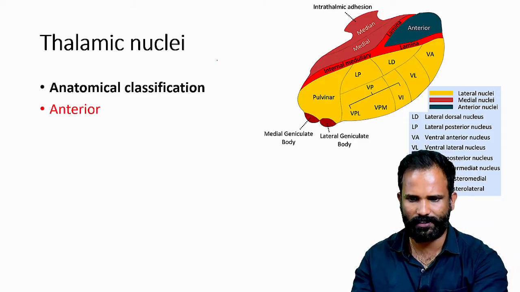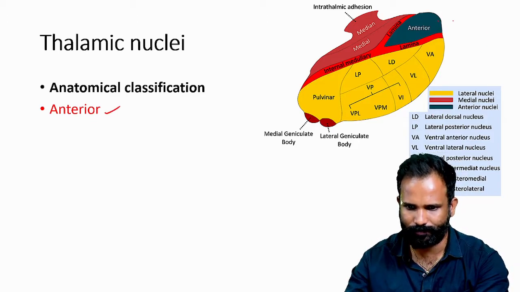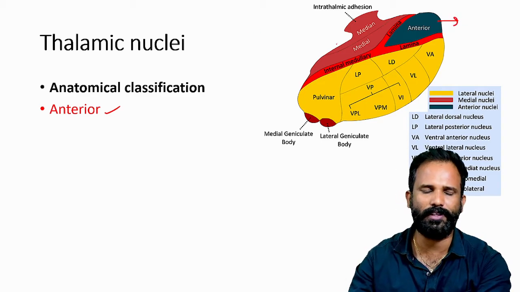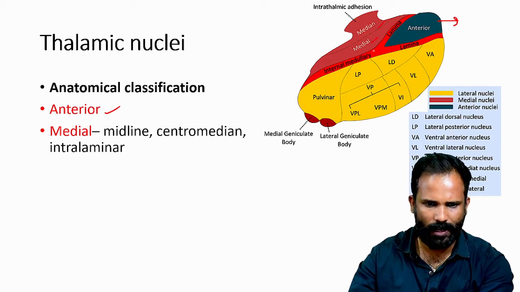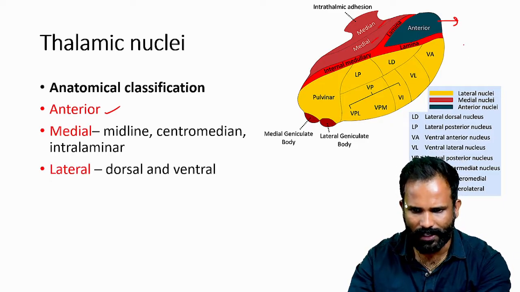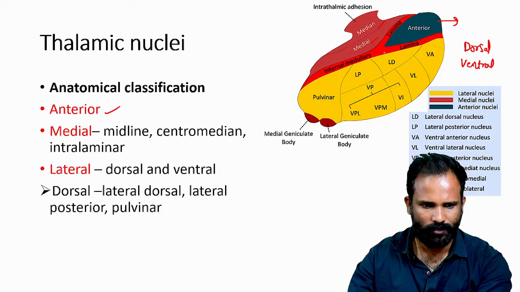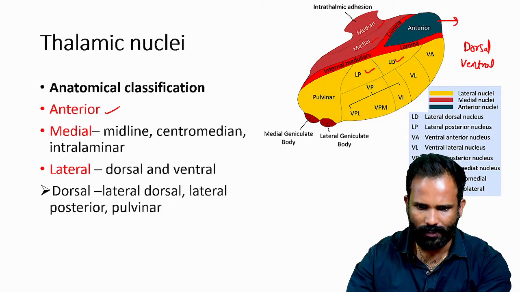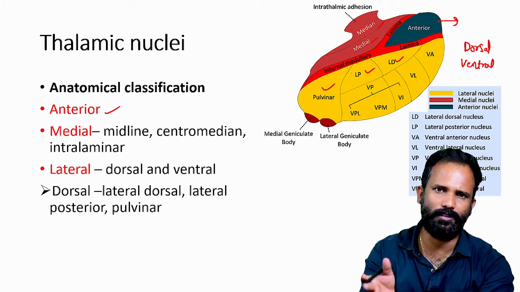So we can see here, one is the anterior nuclei. Another one is the medial, which contains the median and centromedian nuclei. And the lateral has again two parts, dorsal and ventral. The dorsal part has lateral dorsal, lateral posterior and pulvinar. These are the three present in the lateral dorsal part.